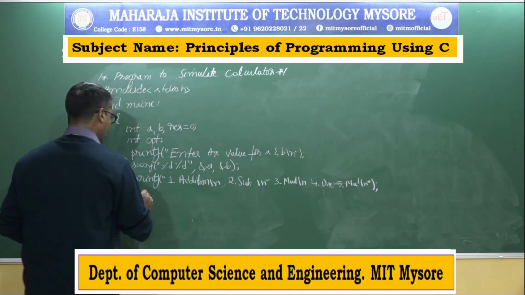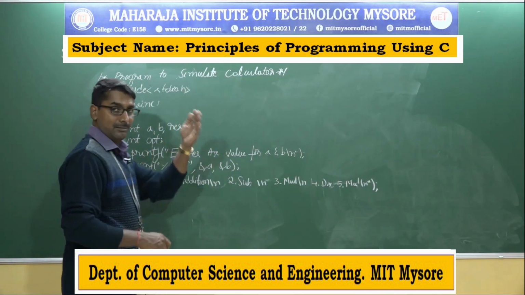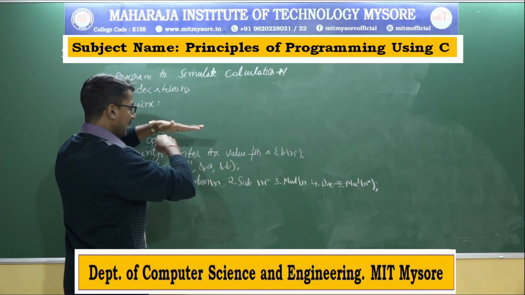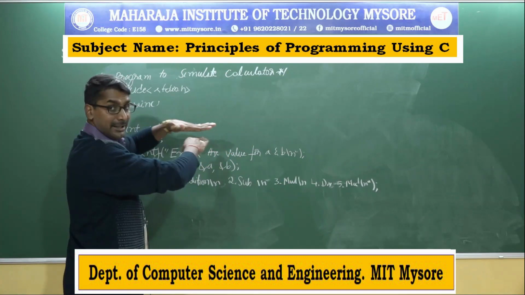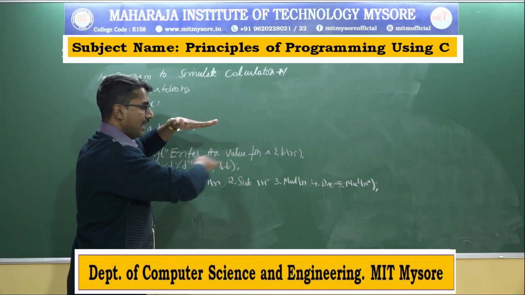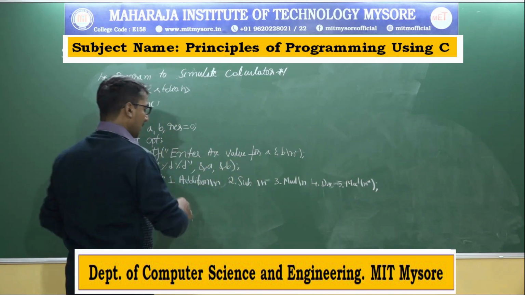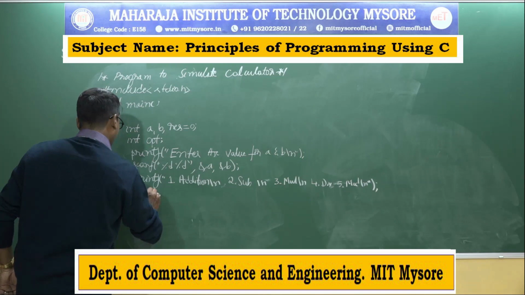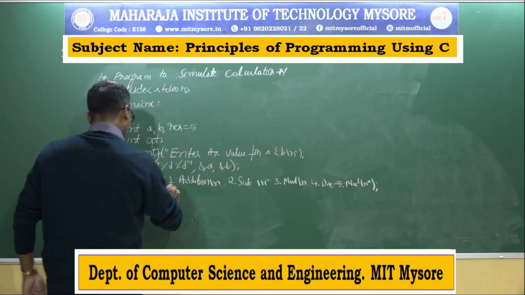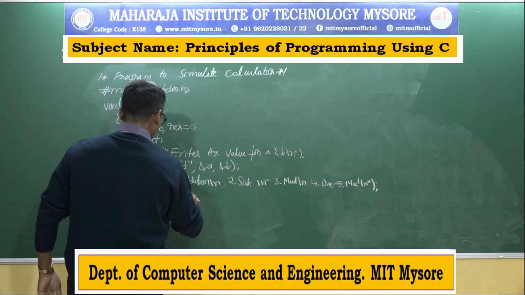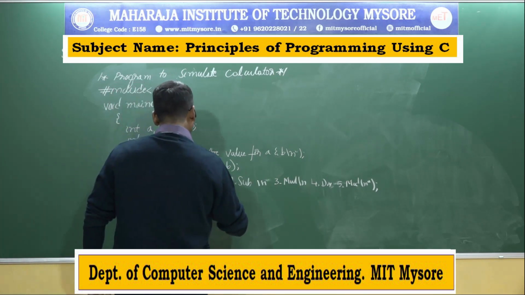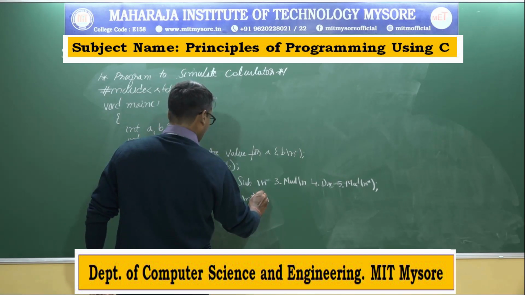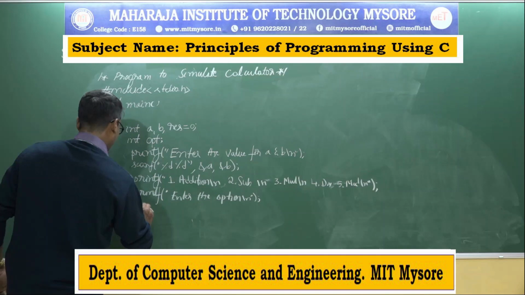So, this will be displayed on the monitor. It will display like 1 addition, next line 2 sub, next line 3 mul, next line 4 div, next 5 mod. Like that it will display in 5 lines. After displaying this statement, I will display one more statement, printf, enter the option.